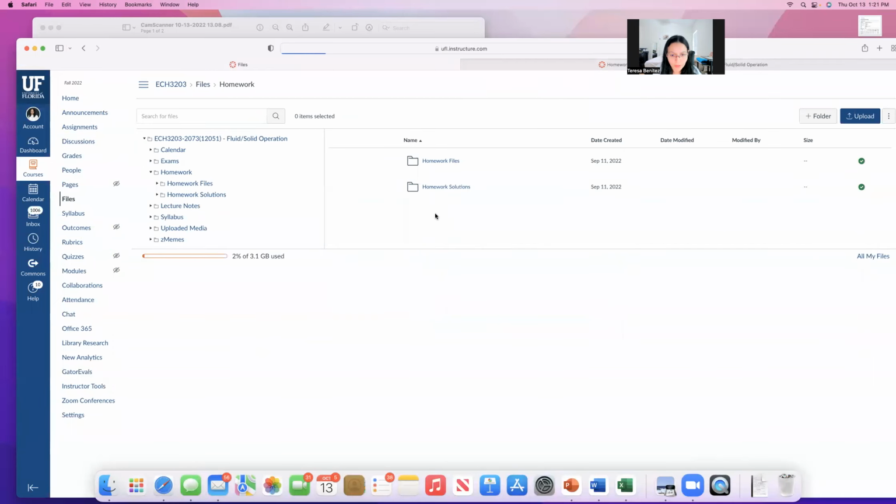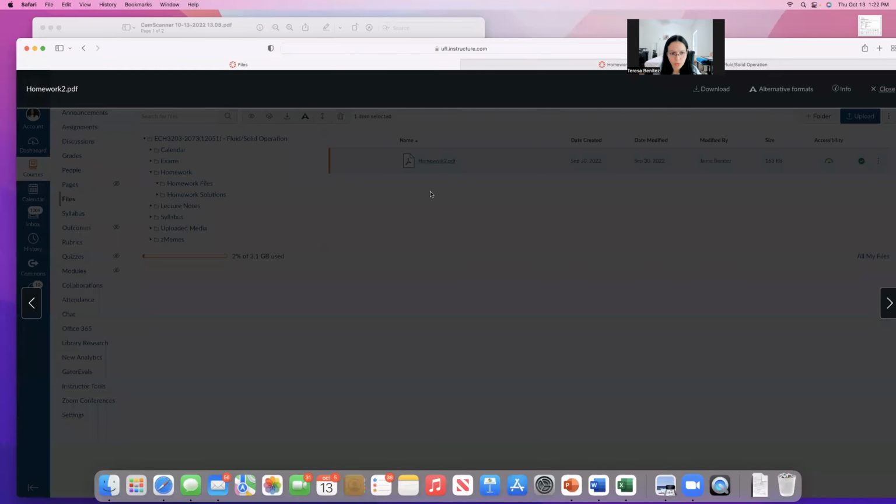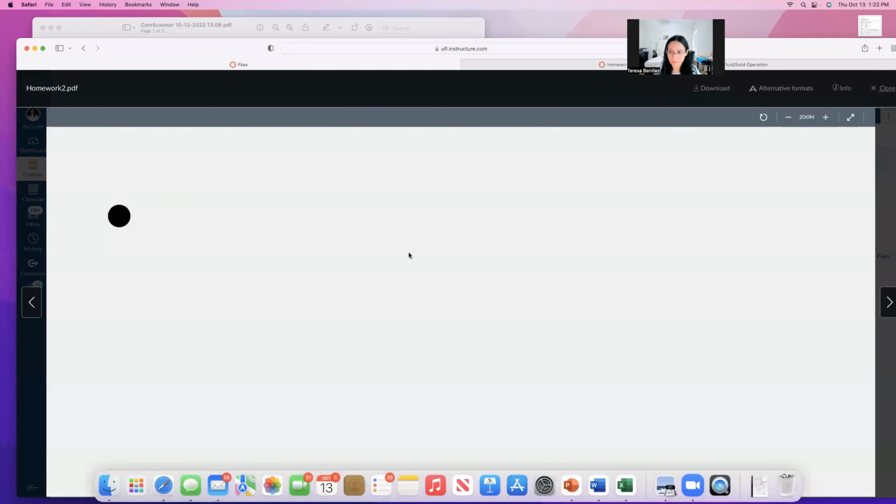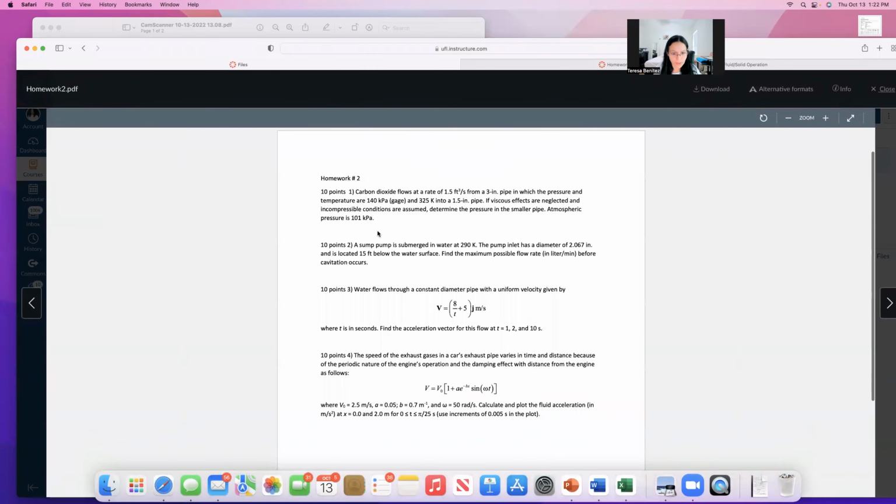We go to homework. It can never be just straightforward, huh? Homework solutions. That's not what I want. Homework files. Homework 2. Problem 1 is asking for the pressure in the smaller pipe.